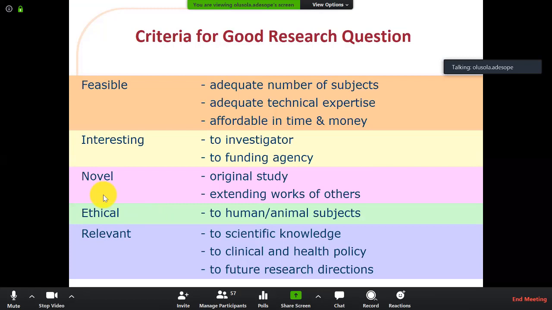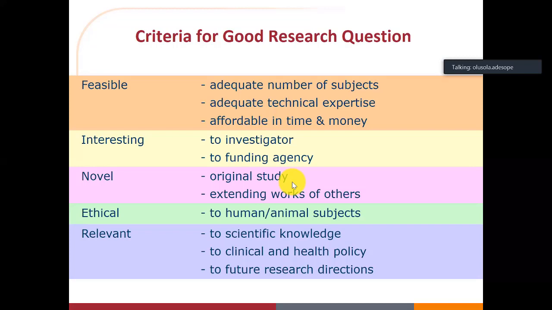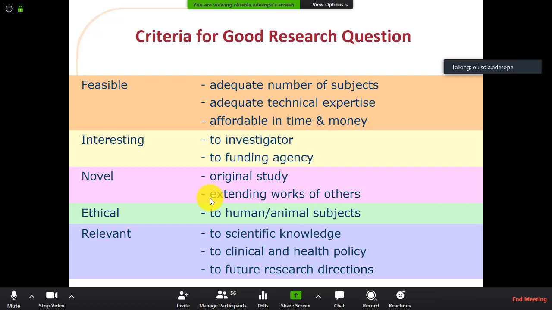A good research question should be novel. Novelty in terms of conducting an original study, a study that advances empirical literature. But more recently in the field of education, particularly in the Journal of Educational Psychology, we are developing a broader agenda to also accept replication studies. Why is replication study important?